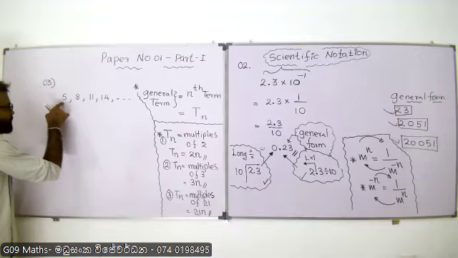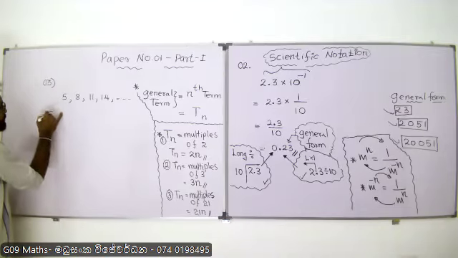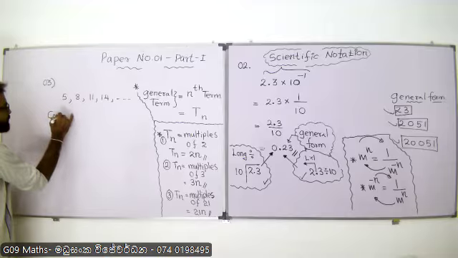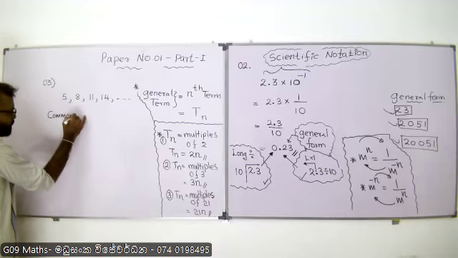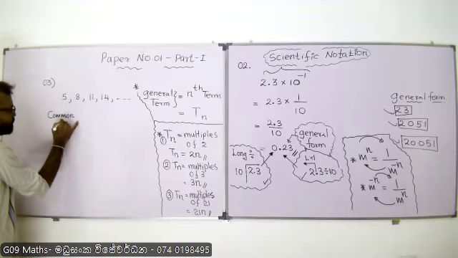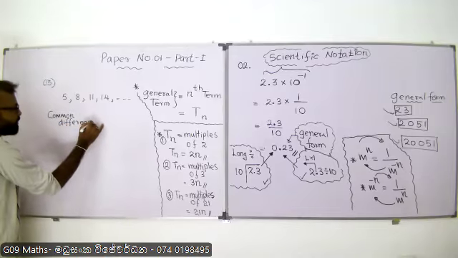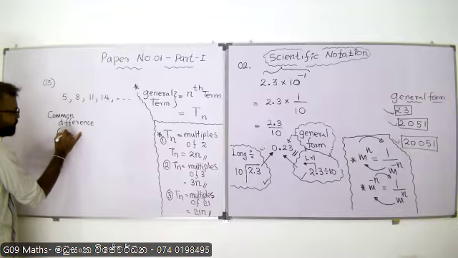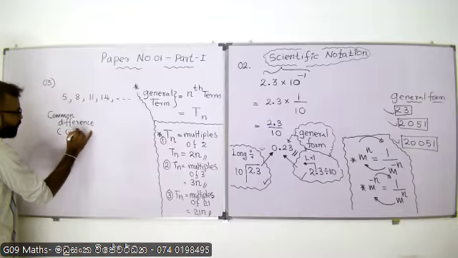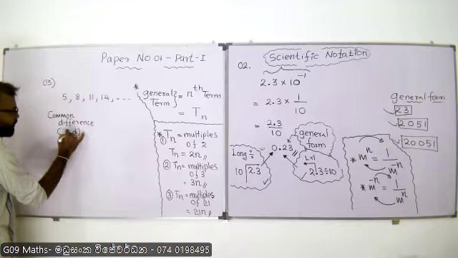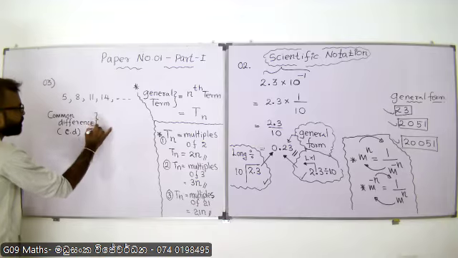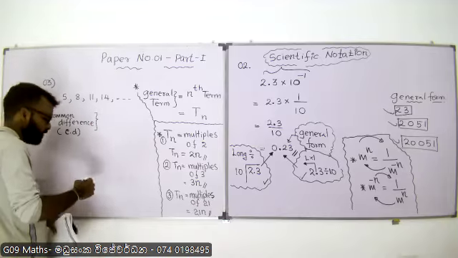Right. So first of all, we need to find the common difference. Normally we call it CD. So you can refer to it as CD, common difference. How to find the common difference?